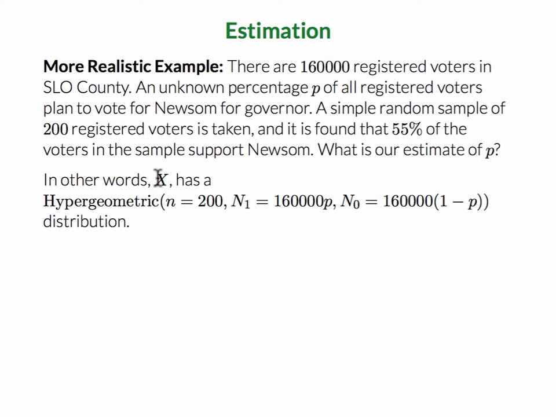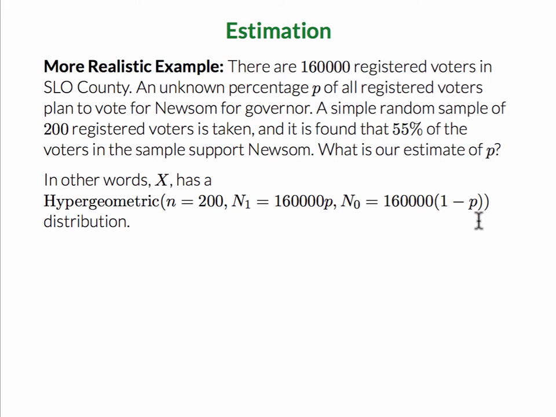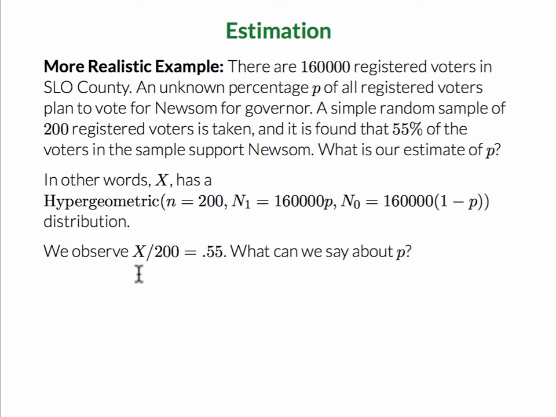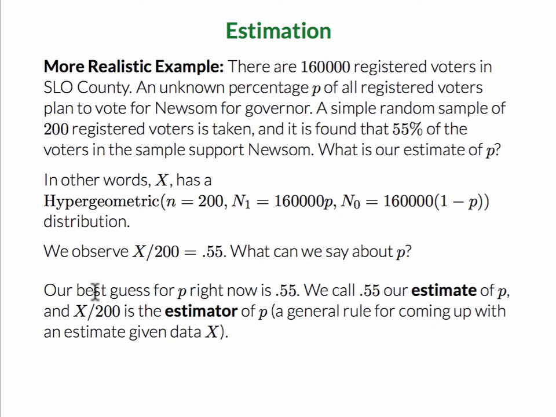Well, now the number of people in the sample who support Newsom still has a hypergeometric distribution, still with n equal to 200, because we're still taking a simple random sample of 200 people, but now n1 and n0 are unknown because they depend on P, the percentage of all voters who support Newsom. Now, we've happened to observe that X divided by 200 is 0.55. What does that allow us to say about P? Well, our best guess for P is of course just 0.55.